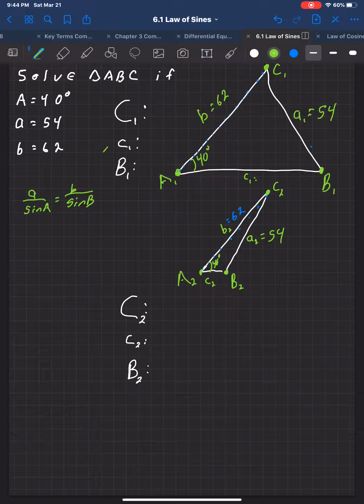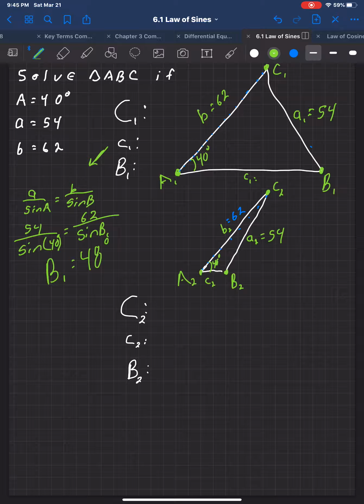All right, so you're like, okay, I'm going to start with the big triangle. So you plug in. In this case, we have 54 over sine of 40 degrees is equal to 62 over sine of angle B sub 1. Now, here's the last trick that I'm going to give you. You go through all that math that I've already shown you, and you figure out that angle B sub 1 is equal to 48 degrees.